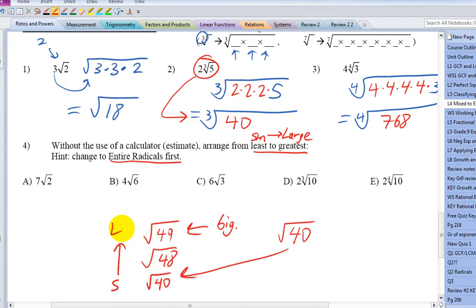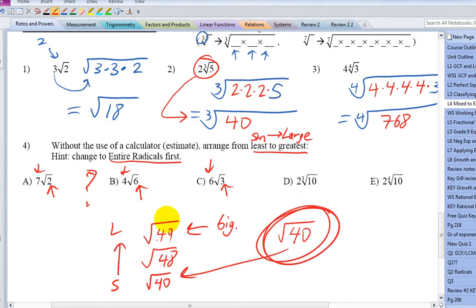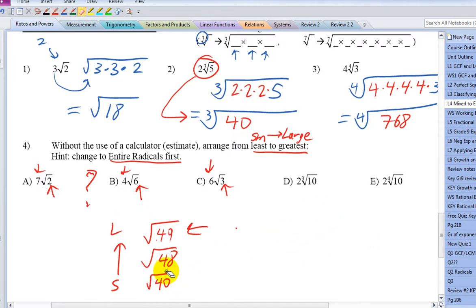It's hard to compare a root 2 and a root 6 and a root 3 because we have numbers outside. So guess what we need to do? Change them to entire radicals first, because then it's comparing some easy numbers. So go ahead, A, B, C, change them. Go.